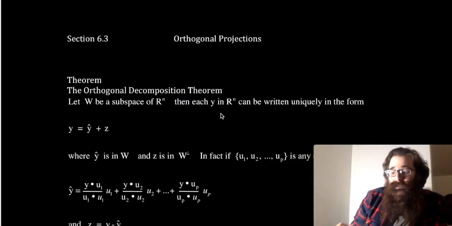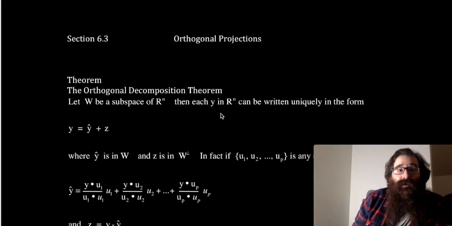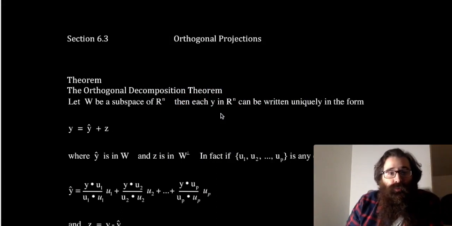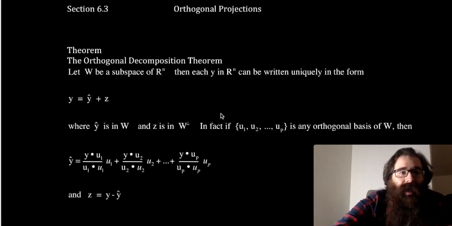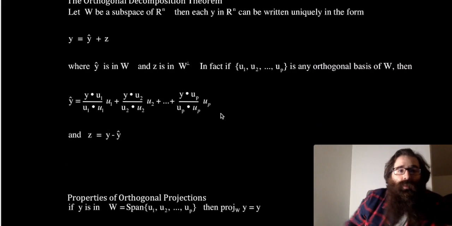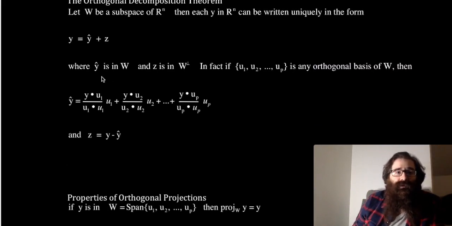Hey, today we're going to take a look at some more fun with orthogonal projections. Let's take a look at some important theorems for the section. We have the orthogonal decomposition theorem. It says let W be a subspace of vector space Rn. Then each vector y in Rn can be written uniquely in the form y equals y hat plus z, where y hat is a vector in subspace W, and z is in W perp, and that's a perpendicular subspace.